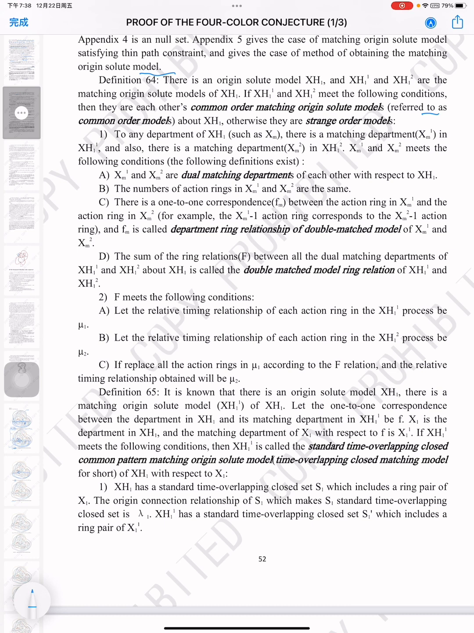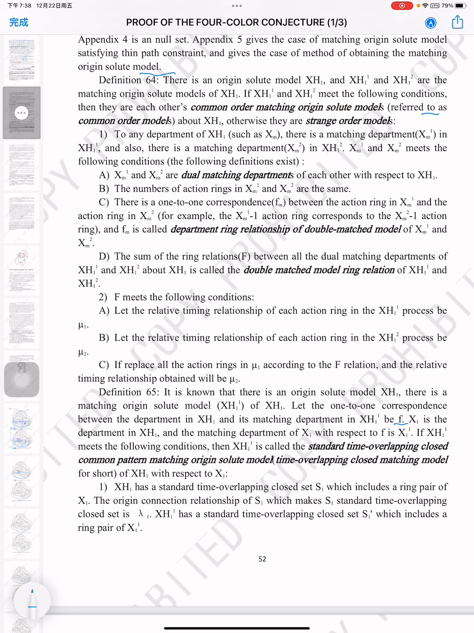X1 is the department in XH1, and the matching department of X1 with respect to F is X11. If XH11 meets the following conditions, then XH11 is called the standard time overlapping closed common pattern matching origin-solute model, or time overlapping closed matching model for short, of XH1 with respect to X1.